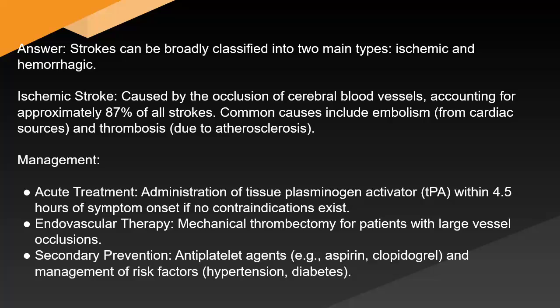Management: acute treatment, administration of tissue plasminogen activator (tPA) within 4.5 hours of symptom onset if no contraindications exist, endovascular therapy, mechanical thrombectomy for patients with large vessel occlusions, secondary prevention, antiplatelet agents e.g. aspirin, clopidogrel, and management of risk factors, hypertension, diabetes.